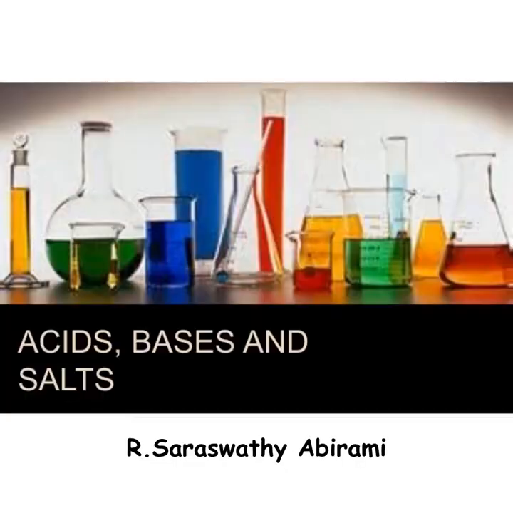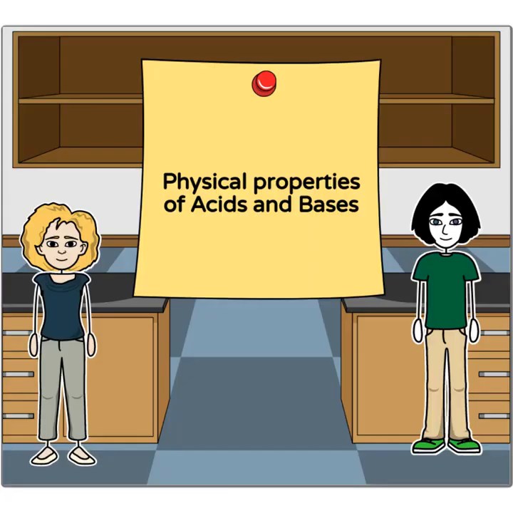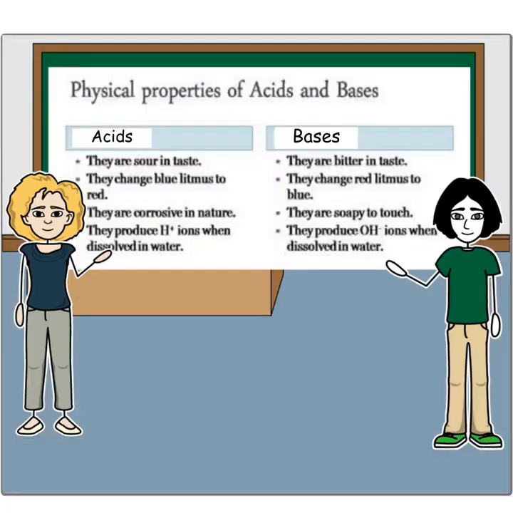Acids, bases and salts. Physical properties of acids and bases. Physical properties of acids. They are sour in taste. They change blue litmus to red. They are corrosive in nature. They produce H+ ions when dissolved in water.